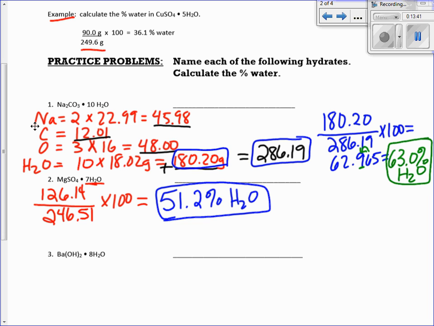So check your number 1, how you did there. Did you get 63.0%? Check your numbers, see how you rounded your numbers. Everything needs to go to the hundredths for the masses. And then when you get 62.965, the 6 rounds up to 9, to a 0, which rounds up the 2 to a 3. That's how that works. Okay? Is there anything else we're doing with hydrates?